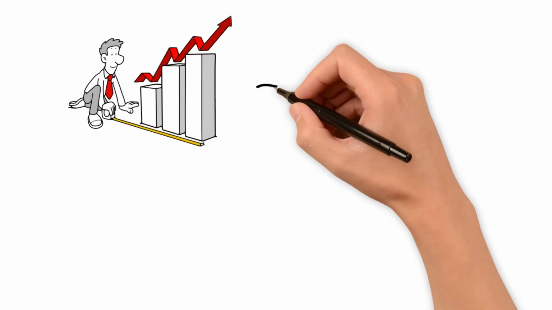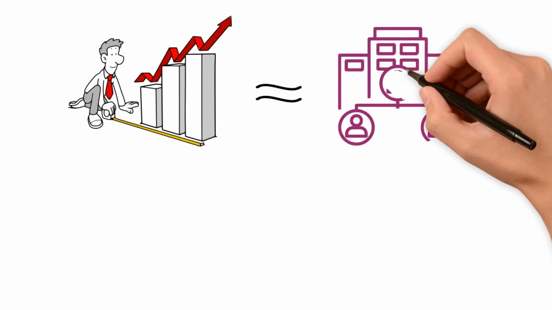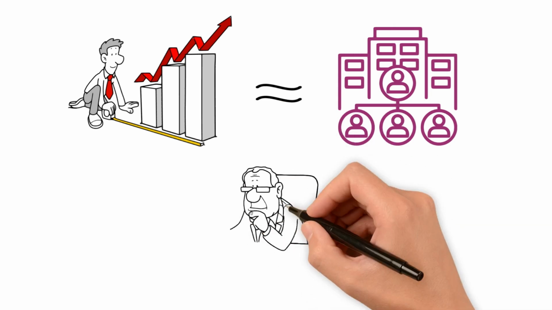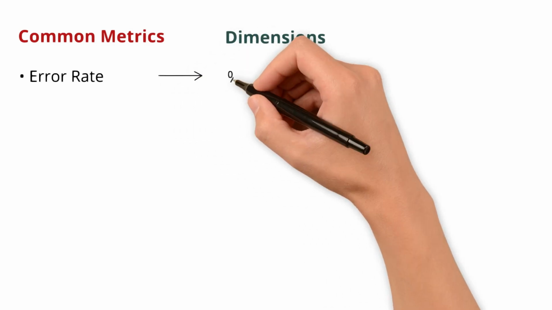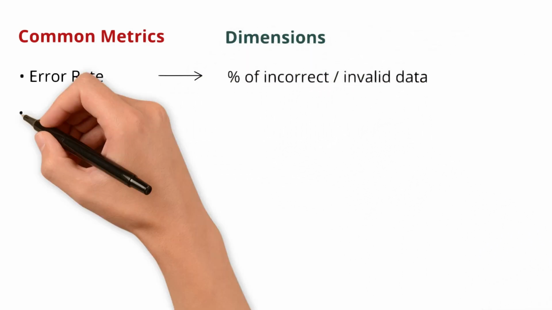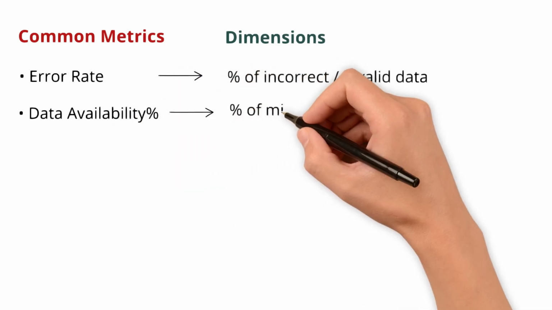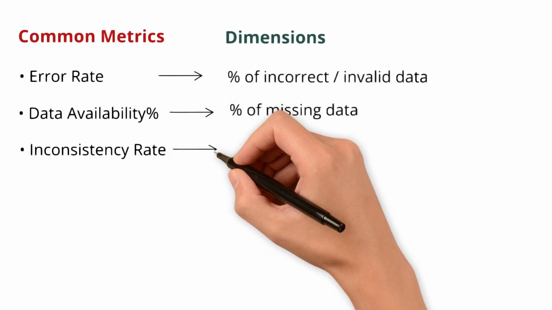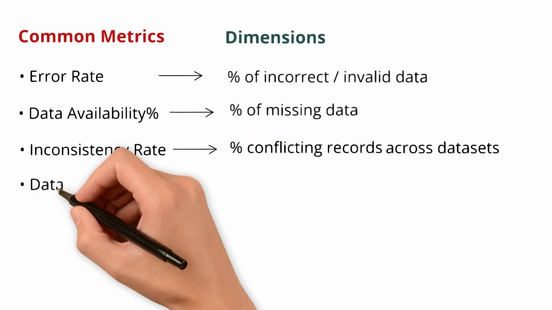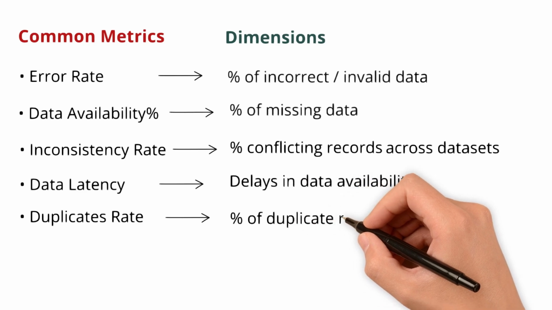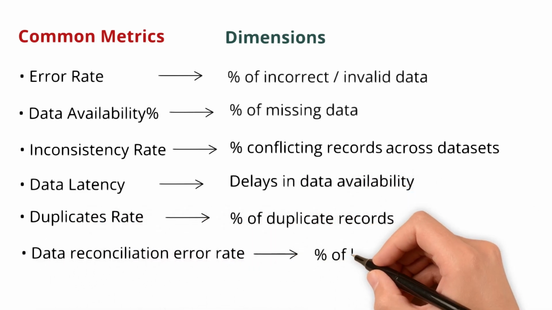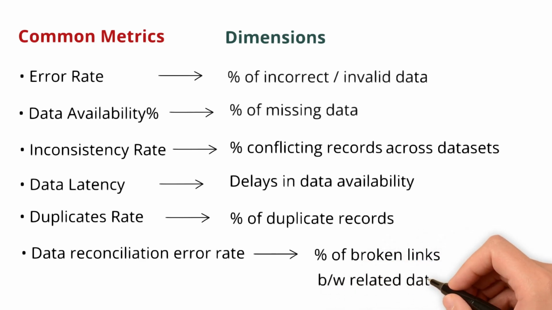Just as you need to monitor your body's health using metrics, organizations monitor their data using data quality metrics to assess how well their data aligns with the quality dimensions. Some common metrics corresponding to these dimensions include error rate, the percentage of data that is incorrect or invalid; data availability percentage, how much data is missing; inconsistency rate, the number of conflicting records across datasets; data latency, delays in data availability; duplicates rate, the percentage of duplicate records; data reconciliation error rate, the percentage of broken links between related datasets. Now let me elaborate how dimensions and metrics work together.